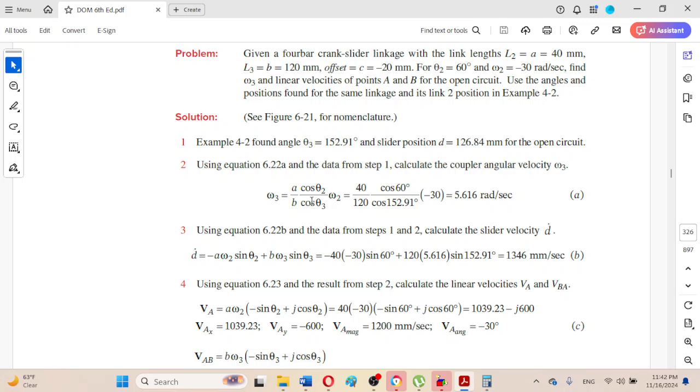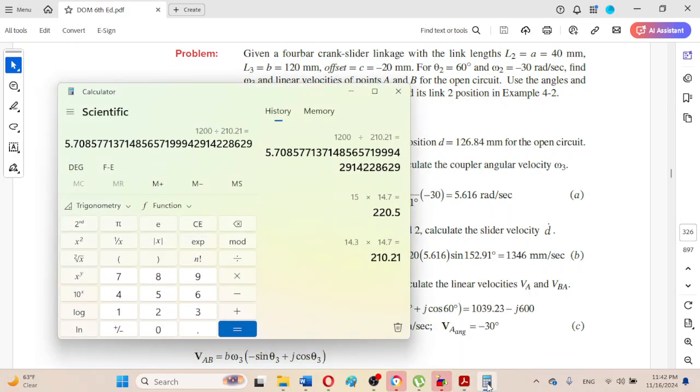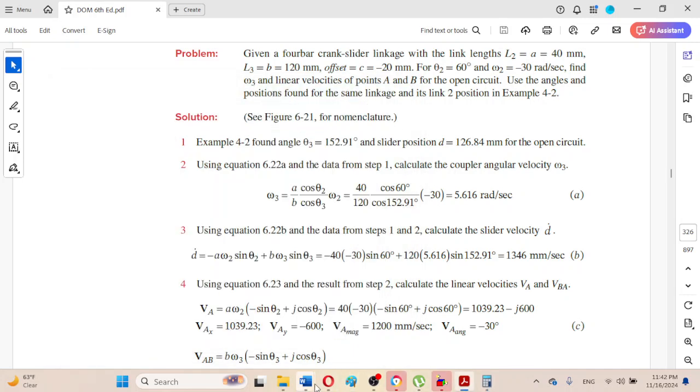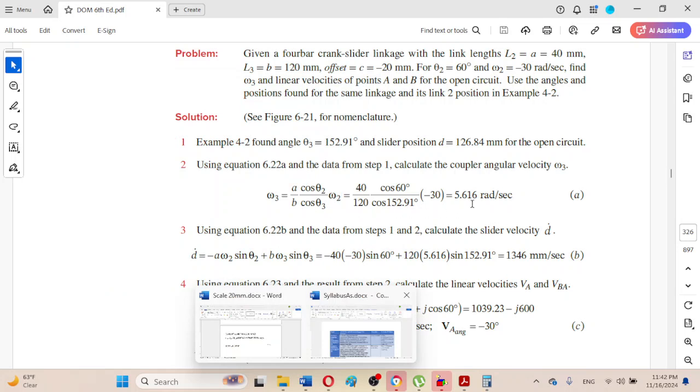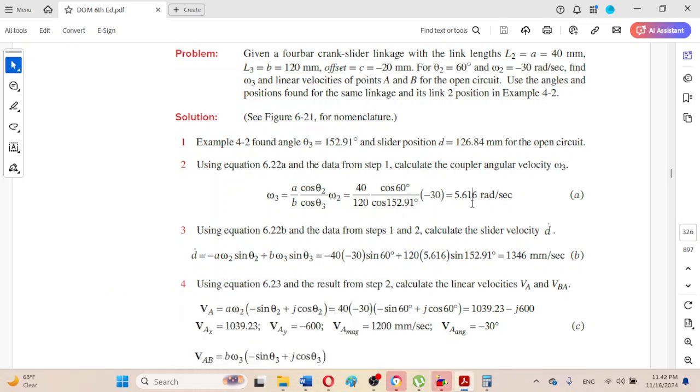As we can observe here, the author has calculated omega 3 as 5.616 radian per second. So our answer is 5.7, which is very nearly equal, because these are graphical results and they are quite okay. So that means our answer is 100% correct and the angular velocity has been satisfied.